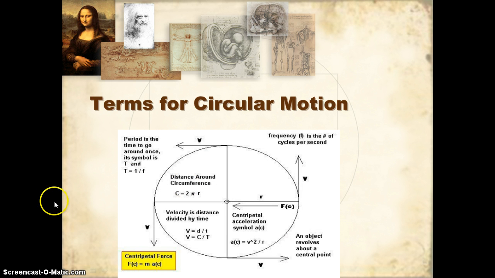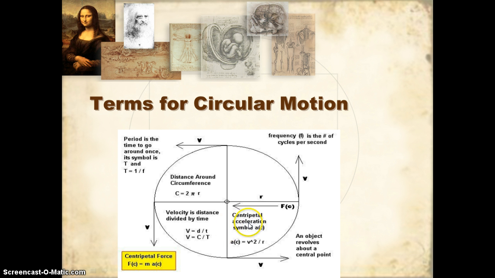Here are some terms for circular motion. Here we have the path represented by a circle. The distance around a circle, you probably remember, is 2 pi r, where r is the radius. That's called the circumference. Velocity is distance over time, and since in one period it goes the circumference, we can say the velocity equals the circumference divided by the time.